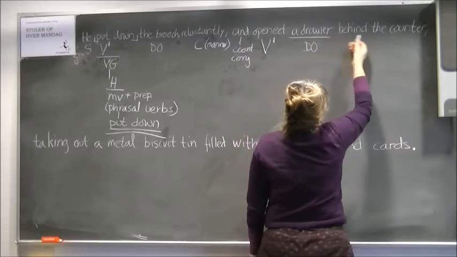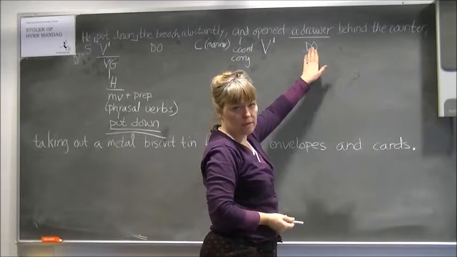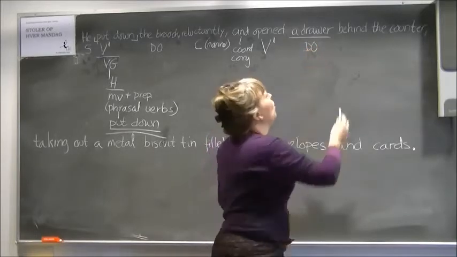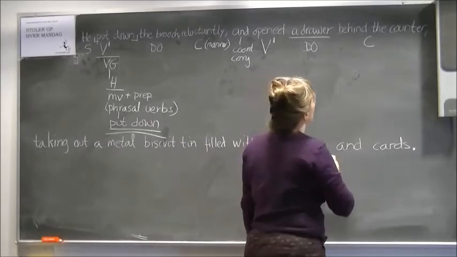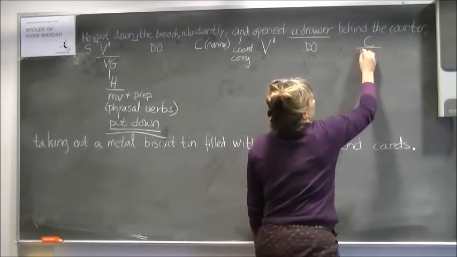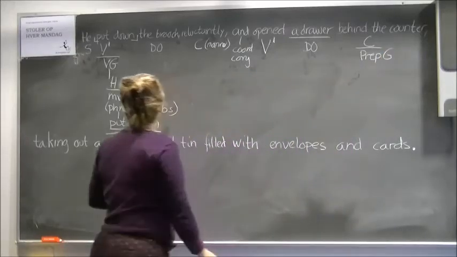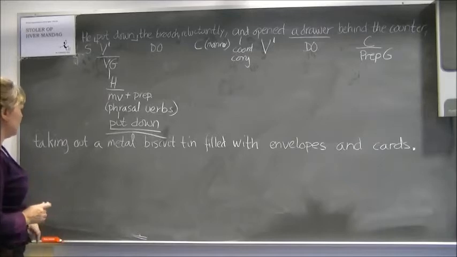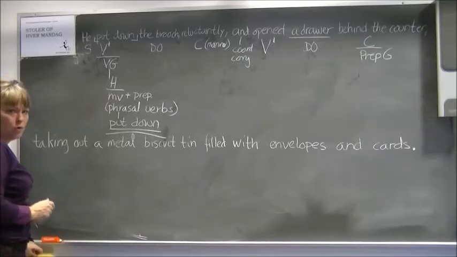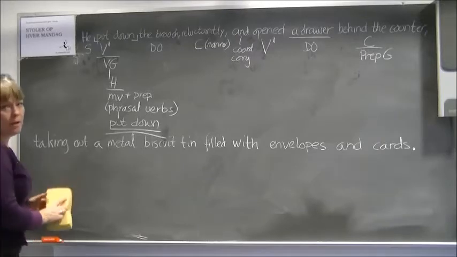And then you can discuss whether behind the counter is part of the drawer, that it describes the drawer, or if it indicates the place of the drawer, in which case it is a circumstantial. It's a prepositional group. And I'll leave it like this because this is not the interesting part. The interesting part comes when we look at the second part. So now I'm going to erase. I think it can be analyzed here.